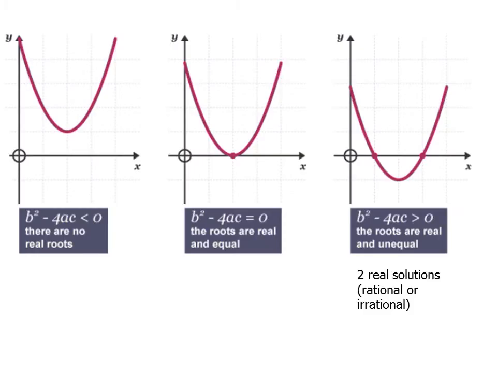Graphically, this is what each one of them will look like. If the discriminant is negative, then you will have two imaginary solutions, and you can see here that your parabola does not cross the x-axis at all. If the discriminant equals 0, then you will have one real solution, and you can see here that it touches the x-axis, so you'll have one solution. And on the last one, if the discriminant is greater than 0, you could have two real solutions. They could be rational or irrational.